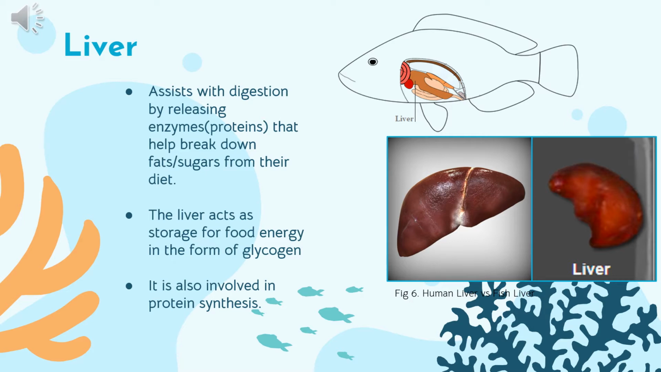This is then stored in the liver for future use, and the liver can also make its own proteins for other applications and uses. The liver is located between the stomach and intestines, and in figure 6 you can see a comparison between a human liver and fish liver.